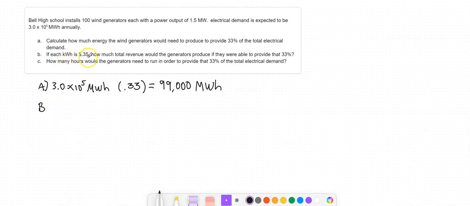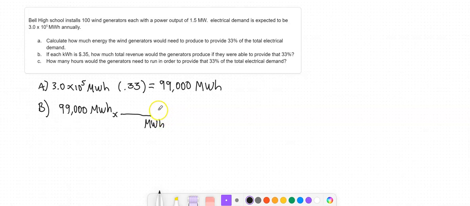Okay, for B. If each kilowatt hour is 35 cents, how much total revenue would the generators produce if they were able to provide that 33% of the total electrical demand? Well, the problem here is that the conversion factor is kilowatt hours to 35 cents, but we have 99,000 megawatt hours. So let us convert megawatt hours to kilowatt hours. In order to do that, we're going to take 99,000 megawatt hours, draw your vinculum.